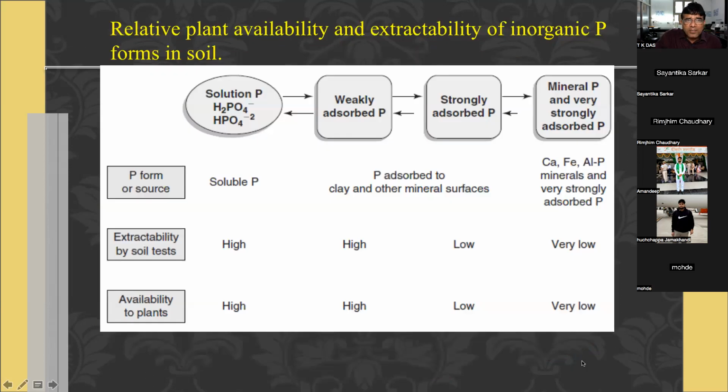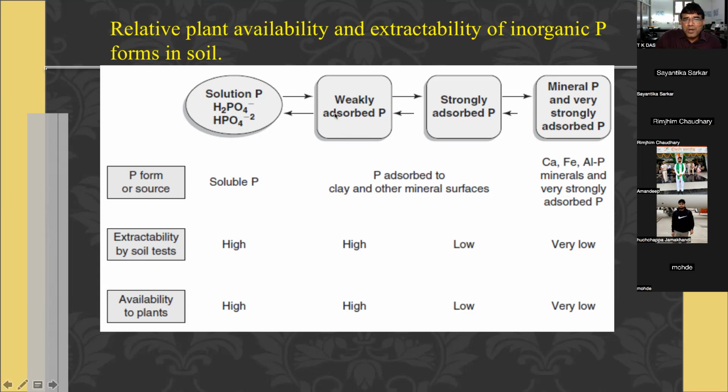Now see, a very interesting figure. This figure shows the relative plant availability and extractability of inorganic phosphorus forms in soil. I have taken it from the Tisdale book. You can see the solution phosphorus. Solution phosphorus means H2PO4, HPO4, and it is also called soluble phosphorus. The availability or extractability by soil test is very high to the plant. So this is the best phosphorus the plant would love to have.